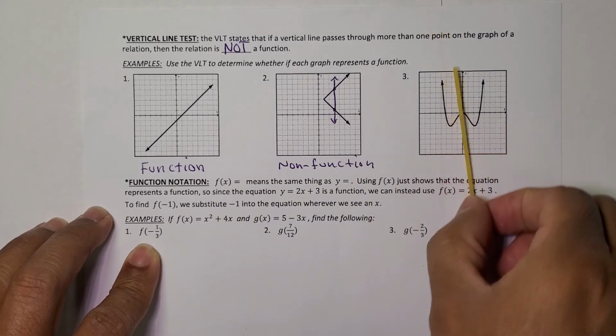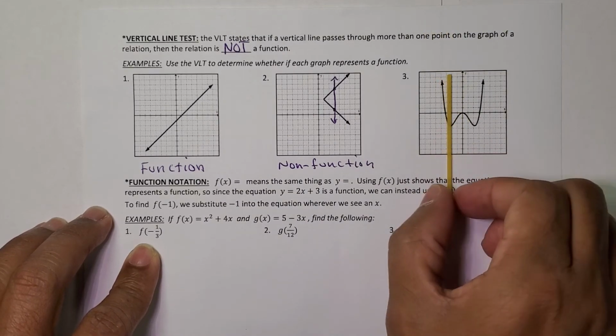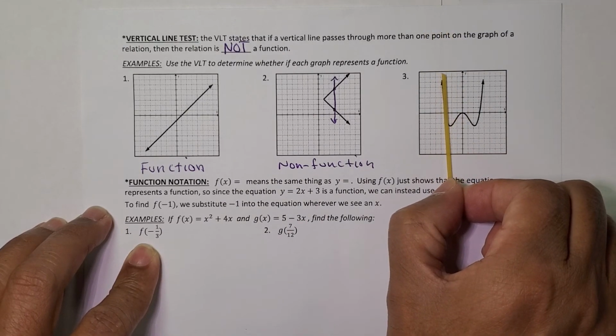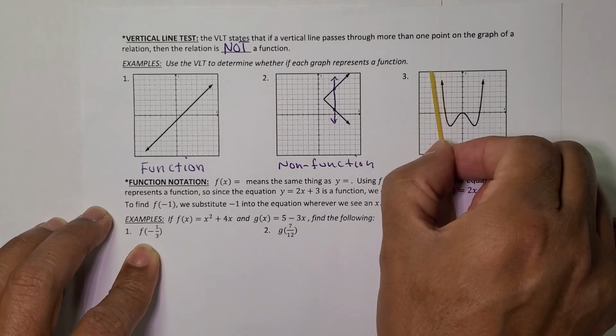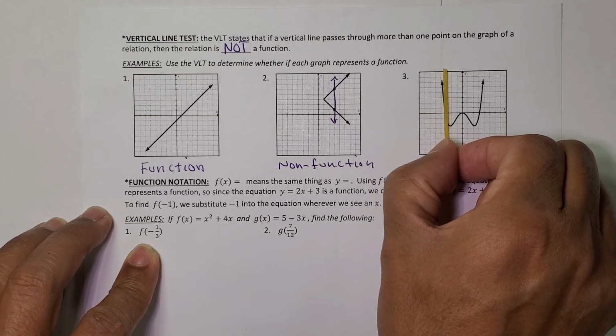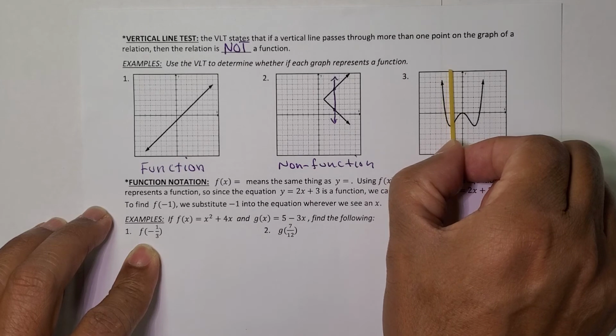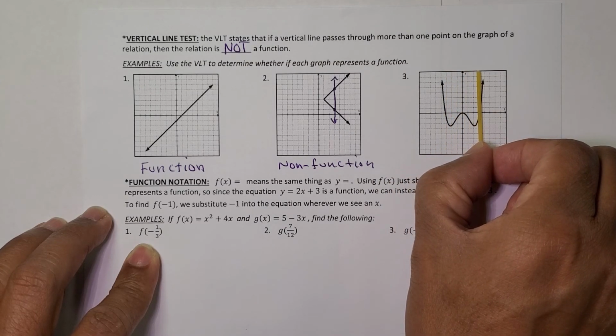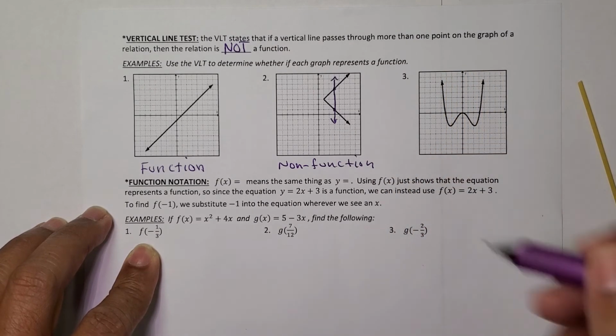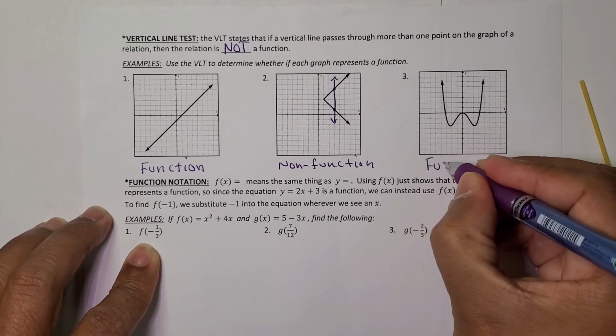If we go on to the next one, this one might be a little bit different. It might be a little bit difficult to see, but if this was thinner, like a piece of thread or something, and you run it through this graph, it would only hit that graph at 1 point. So that means that this is the graph of a function.